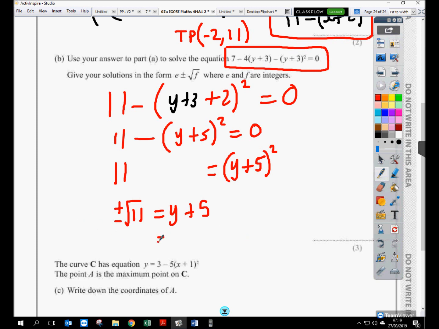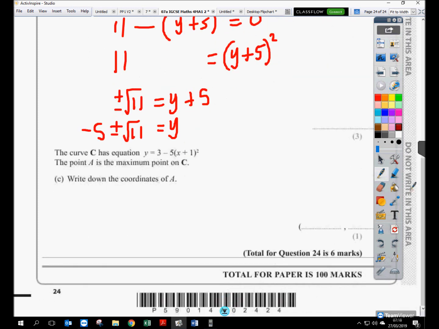Then what you need to do is subtract 5 from both sides, and you end up with minus 5 plus or minus the square root of 11. And this is the answer, you see. It's e plus or minus root f. So e must be negative 5, and then f must be 11. Okay, these are called the roots incidentally.